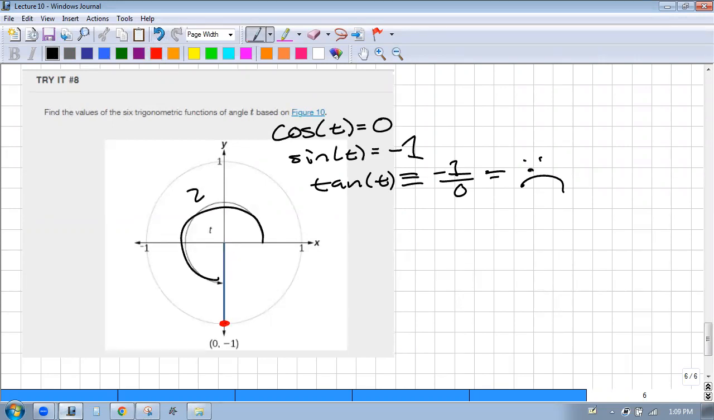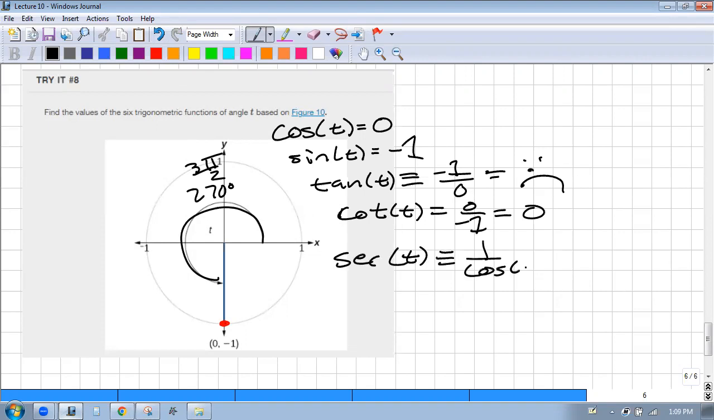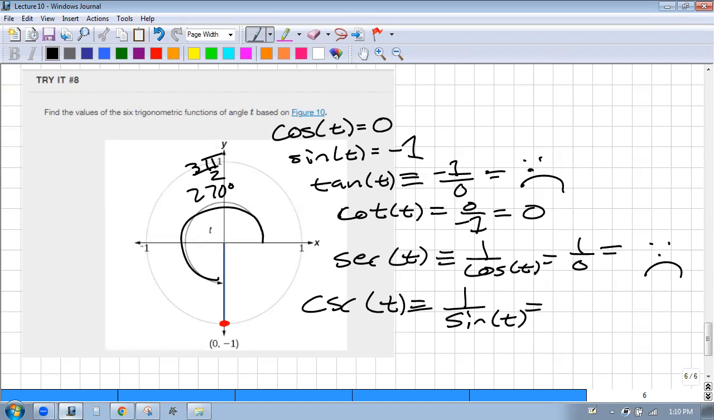yeah, this is what, 270 degrees or 3 pi over 2. 3 pi over 2 is not in the domain of tangent. You cannot plug 3 pi over 2 into tangent. It will choke because you can't divide by 0. Okay. All right, so cotangent is the ratio of cosine to sine, so that's just 0. Secant is always 1 over cosine, and cosine is 0, so this is undefined. And then cosecant is always 1 over sine, and sine is minus 1, so this is just minus 1. Okay.